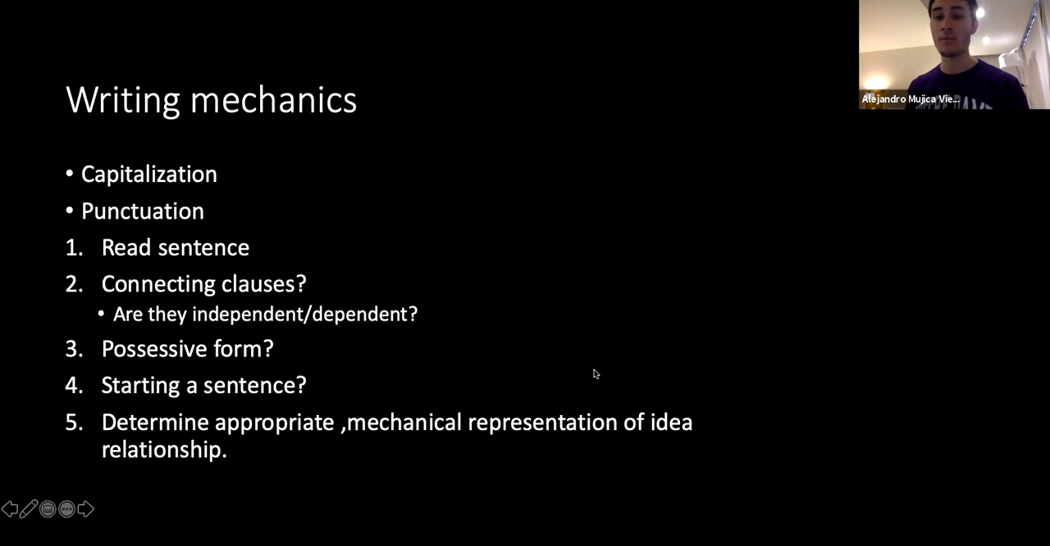Then you could also have possessive forms. So a lot of options have apostrophes in the words to figure out if you know how to recognize a possessive form or not.